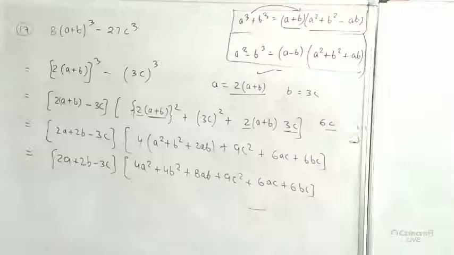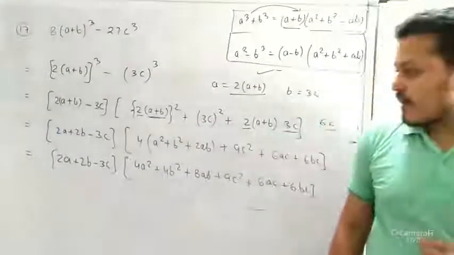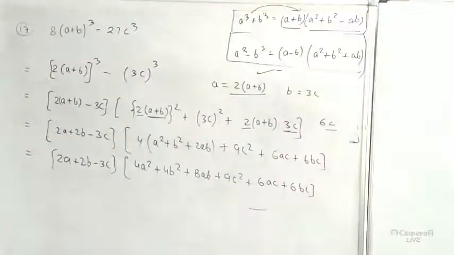Now we can do nothing here. After this, perhaps we cannot do anything. 4a square plus 4b square plus 8ab plus 6ac and 6bc. No number is common, no factor is being formed, nothing is happening. So the answer will remain the same. This is our answer of this question. Okay. Now the last 1 minute is left.